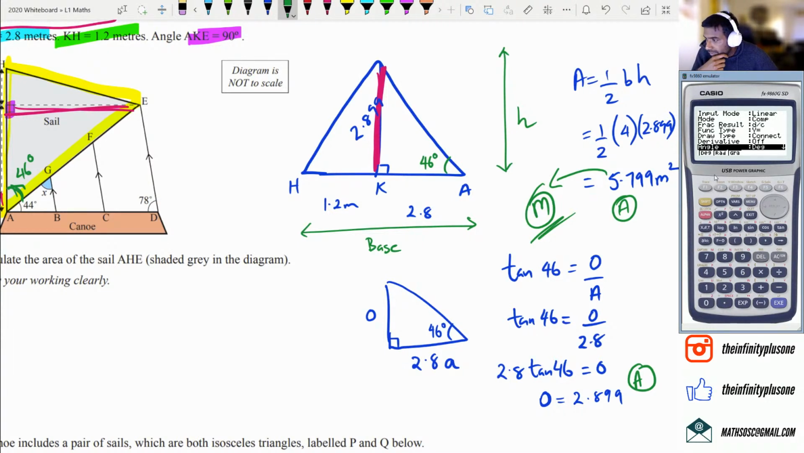Bhargav, 1 over 2 is 0.5. What's the 4 for? The base. If you look at the base, it's 2.8 plus 1.2, which is equal to 4. So I got the base from here. The 4 is 2.8 plus 1.2, which is 4.